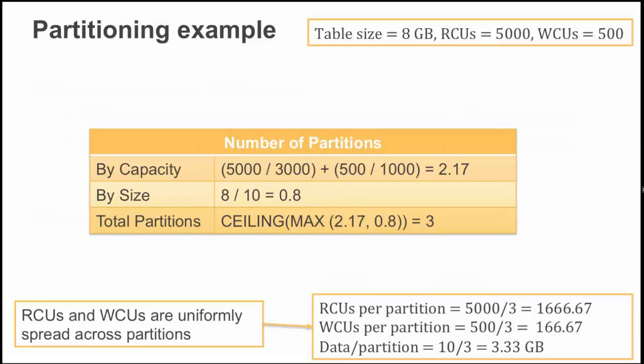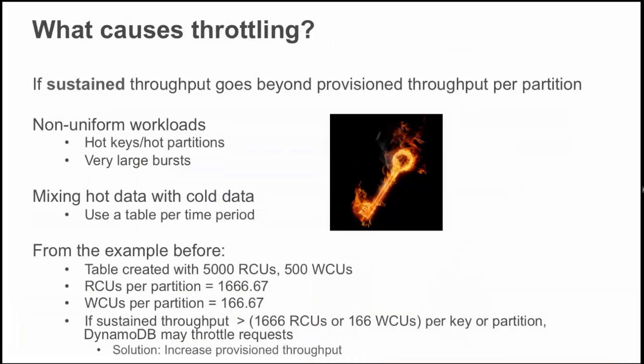That is important because we will distribute those RCUs and WCUs uniformly across the partitions, meaning that for each one of the partitions that you have data stored on, your throughput is limited to 1,666 reads and 166 or so writes. If you go beyond that, you might get throttled, okay? So let's talk about what that looks like. You're not necessarily going to get throttled, but it could happen.